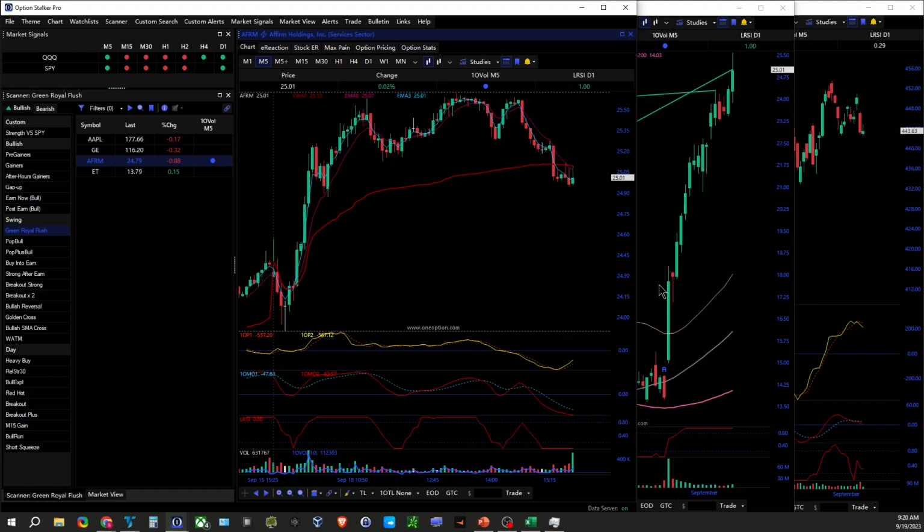For the last 2 years, I joined this community in June of 2021. I have never found a better service than this. I use this scanner more than anything else. It just makes it so easy. Green Royal Flush is always fantastic.